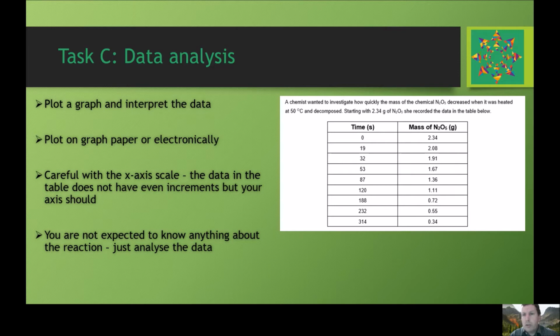And the full instructions to this task do give you some pointers. I should also say that you're not expected to know anything about this reaction. You don't need to know anything about dinitrogen pentoxide in advance, and you don't need to look up anything about it. It's simply a data analysis task. All the information you need is in the question.